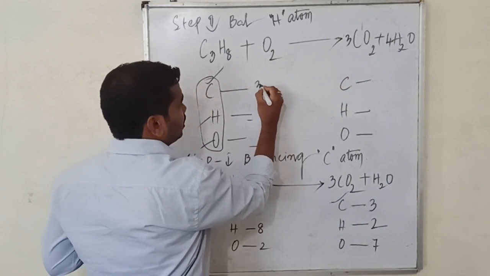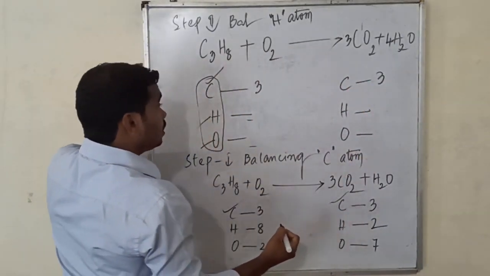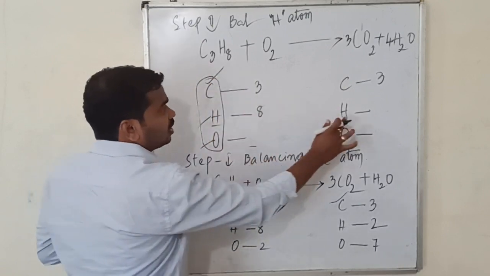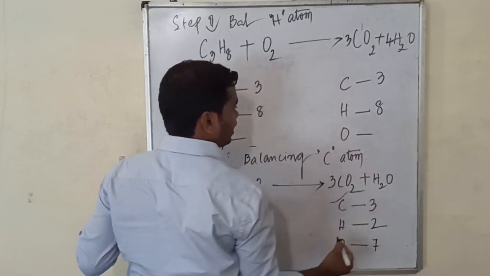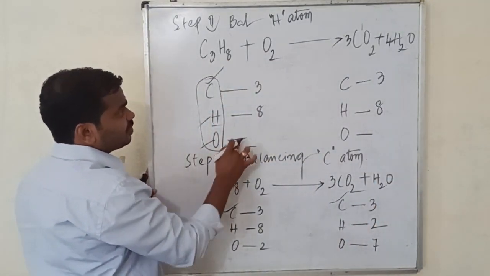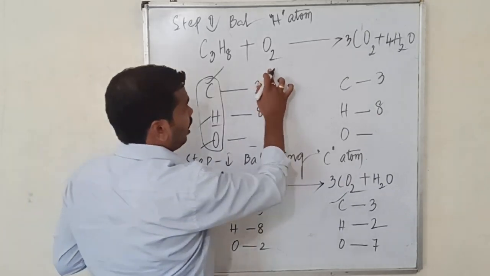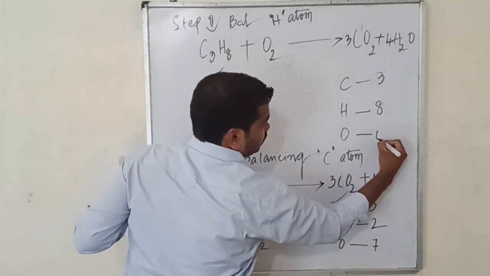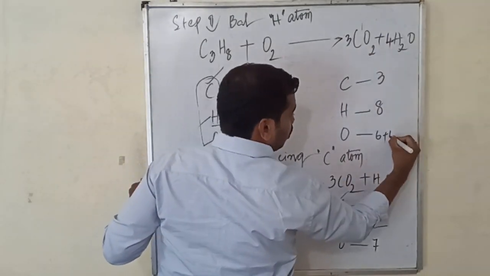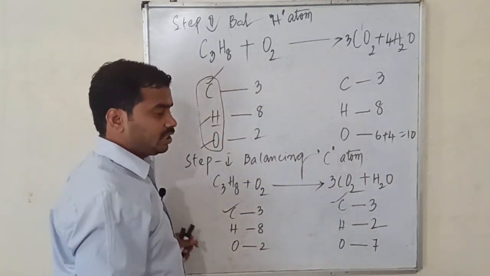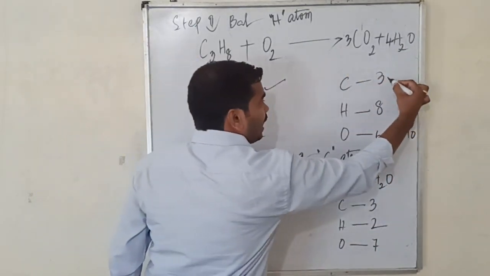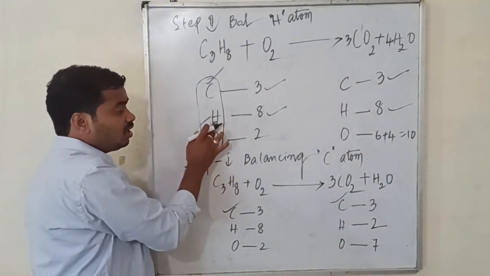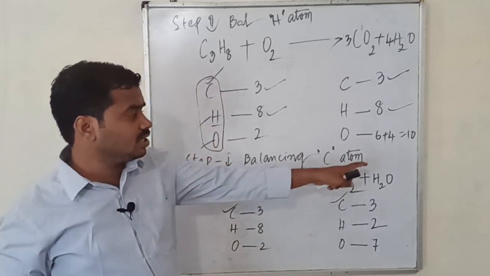So carbons are 3, here also carbons are 3. If you see here, hydrogens are 8, and here the hydrogens are 2 4s are 8. 8 hydrogens are present. Oxygens, how many oxygens are present? Here 2 oxygens are present. Over here 2 3s are 6 and 1 4s are 4. So totally 10 oxygens are present. Now if you observe, carbons are balanced. In step 2, carbons and hydrogens are balanced. Oxygen is unbalanced, so I am balancing oxygen now.